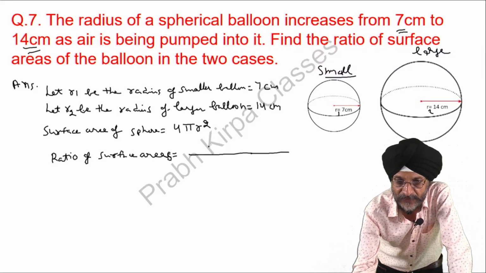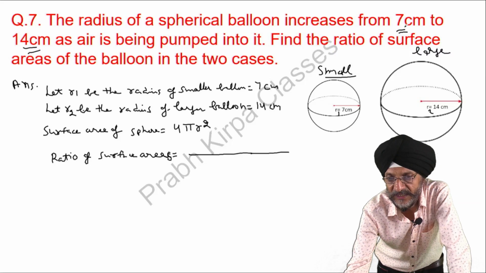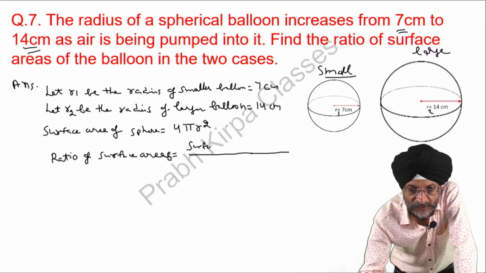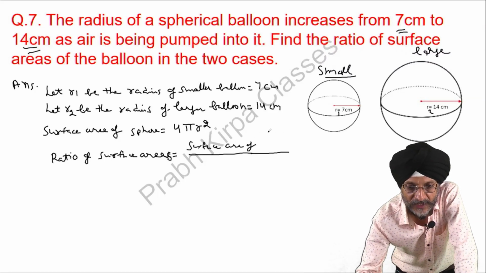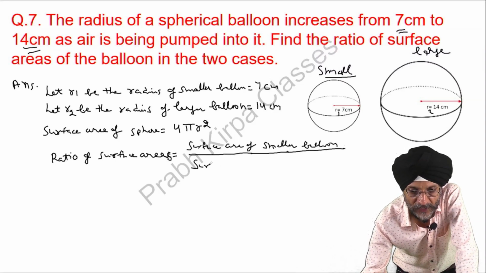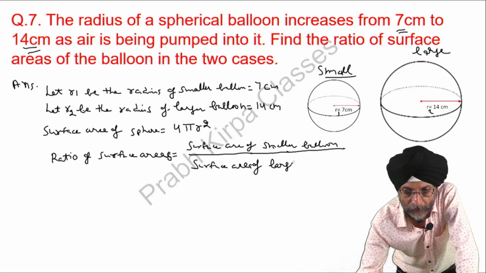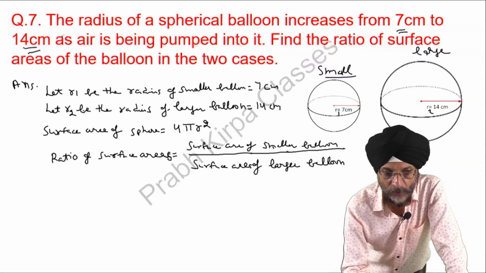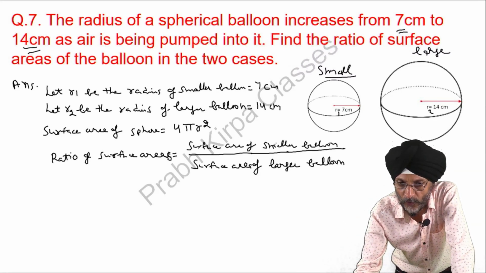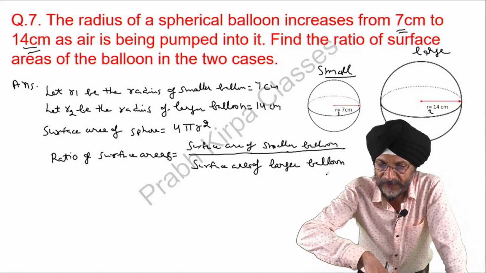Now what will be taken first? First will be taken the sphere which has 7 centimeter as radius. So here we will take surface area of smaller balloon. Below it we will take surface area of larger balloon, because 7 centimeter was given earlier and 14 was later. So while calculating, we will take the surface area on the upper side and will divide it by the surface area of larger balloon.